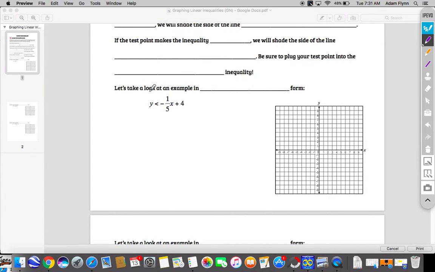Okay, so last thing, just be sure to plug your test point into the original given inequality, okay, because we will see that we may have to switch signs here depending on the type of problem. So if we plug it into the original inequality, regardless if we had to switch the sign or not, we won't get confused. So let's take a look at an example in slope-intercept form.